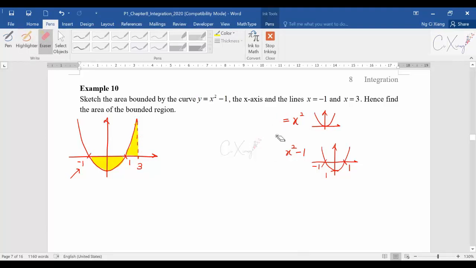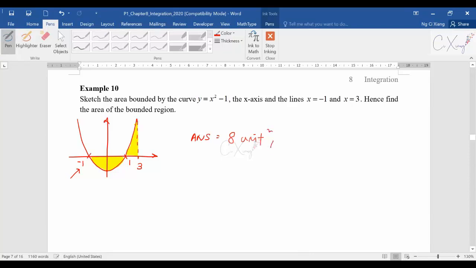Therefore, when you want to get the area, you need to do it in a more careful way. I'm not going to tell you how to do it again. If you can answer it correctly, you should be able to get 8 units for the area.